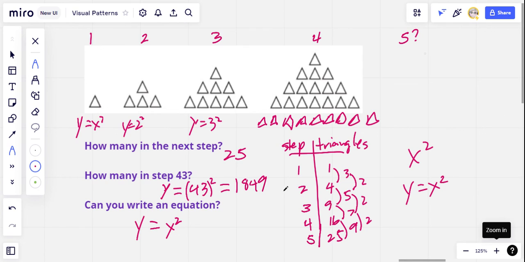Well, how did you do on that one? I think this was a much more difficult one. It's the first nonlinear pattern that we've seen so far. Did you get it? Did you get the step 5 number at least?